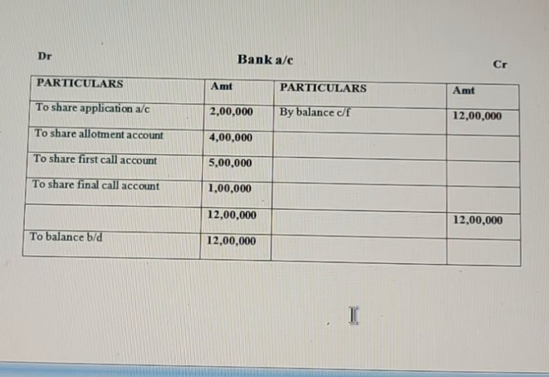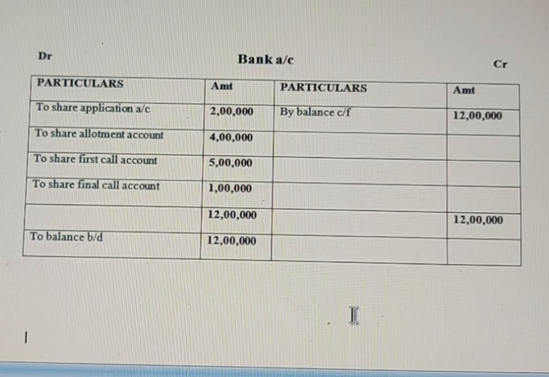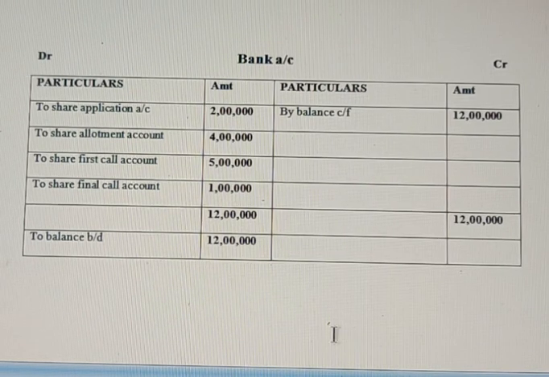Followed by this, we also prepare a vertical balance sheet in this unit, but we'll see that in the next sessions or the next classes.